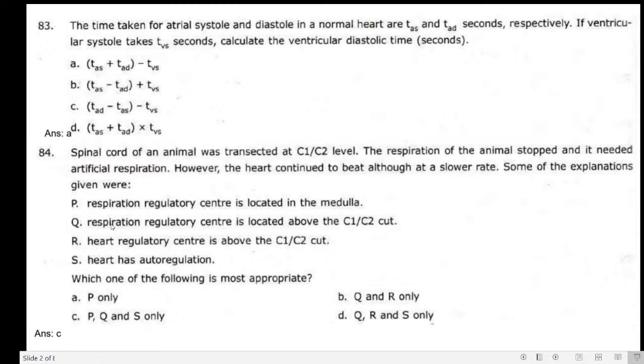Next point: the respiration regulatory center is located above the C1 by C2 cut, which is on the main system of the spinal cord. And the next one: the heart has auto regulation, so even in this sophisticated condition the heart beats slowly because it has auto regulation. These three things are the reasons for the transection at C1 complication in a human or animal.